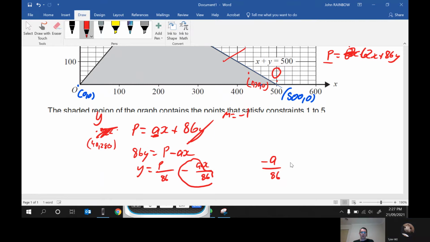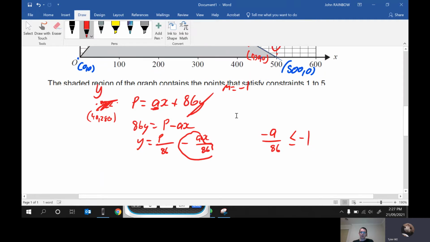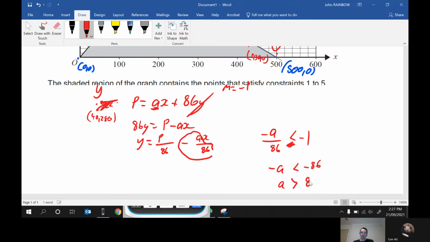Yeah. But we want this to be less than negative 1, don't we? Yeah. So we want our gradient to be less than negative 1. So what value can it be? Can it be equal to? No, it can't be equal to. Yep, good point. It needs to be less than, because if it's equal to, then it's the whole line segment. Okay. So that means negative A is going to be less than negative 86 if we times out 86. Now I'm just going to multiply by negative 1. So A needs to be greater than 86.